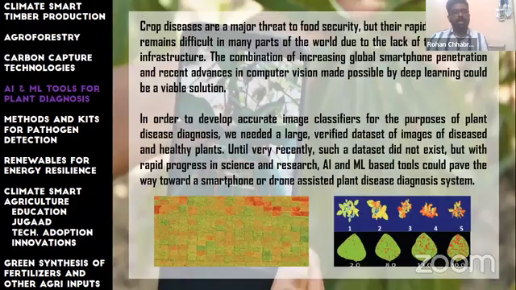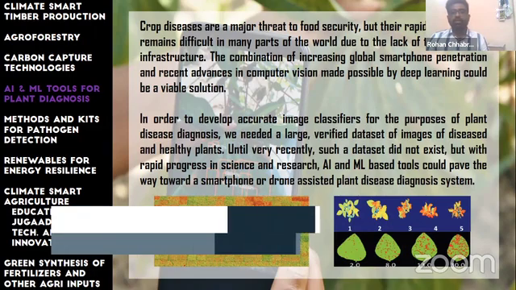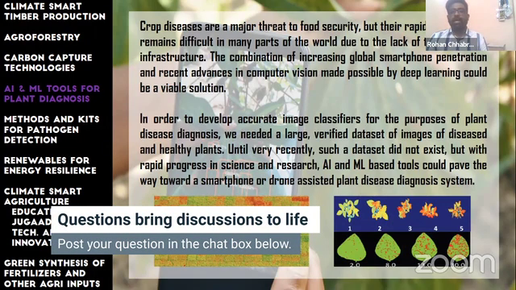Then there are AI and ML tools for plant diagnosis. So crop diseases are a major threat to food security, but their rapid identification remains difficult in many parts of the world due to the lack of necessary infrastructure and knowledge. The combination of increasing global smartphone penetration and recent advances in computer vision made possible by deep learning could be a viable solution in future.